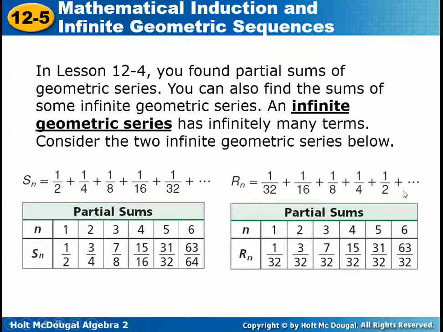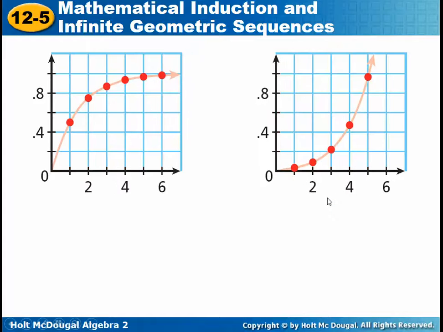The other type is 1/32, 1/16, 1/8, 1/4, 1/2. Those sums are not approaching a common number. In fact, these are growing, whereas these ones are going to end up at the same spot. So in the first example, 1/2 plus 1/4 plus 1/8, our common ratio is 1/2. In the second example, our common ratio is 2. If you multiply 1/32 by 2, you get 1/16. And if you multiply that by 2, you get 1/8. And that's the key right there.